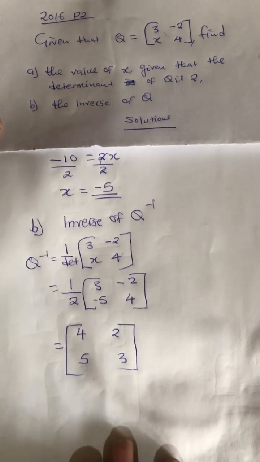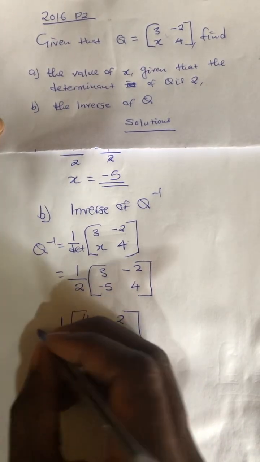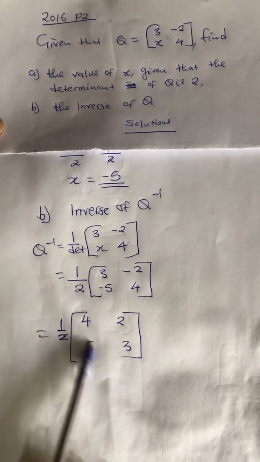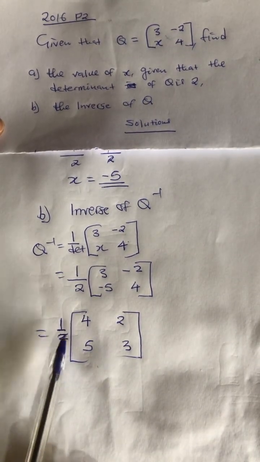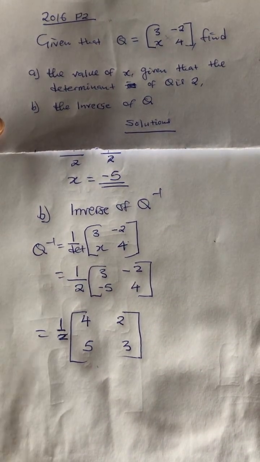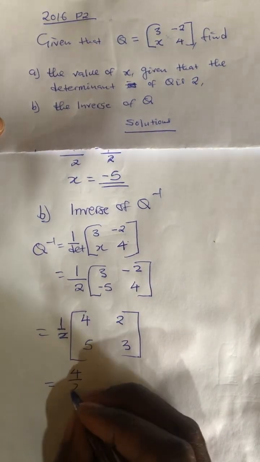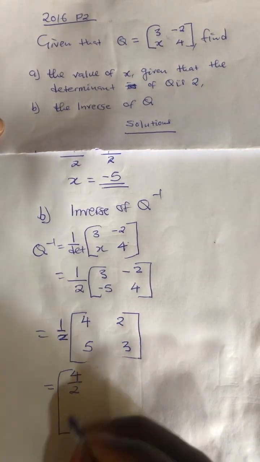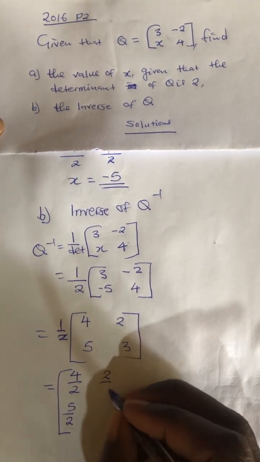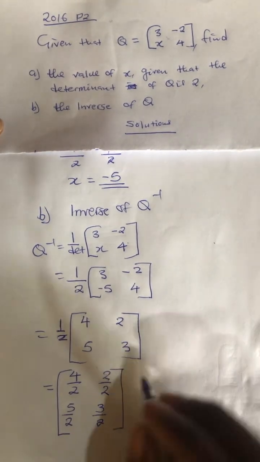Then we are saying this is 1 over 2 here. So here we are going to divide everything by the determinant. In short, it's like we are multiplying 1 by everything and dividing by the determinant, which is 2 in our case. So we say 4 divided by the determinant, which is 2, and then 5 divided by 2, 2 divided by the determinant, 3 divided by the determinant.